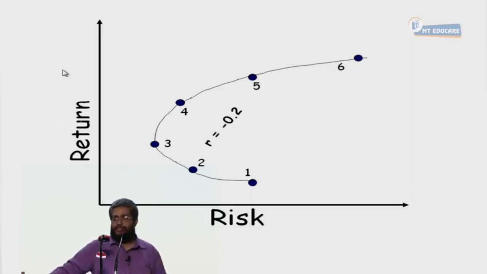What I said is, the risk reduction is not permanent. Yes or no? After portfolio 3, what happens here? The return increases as well as the risk increases. Right or not? I did not say portfolio 3, I said after portfolio 3. Yes or no? Next.